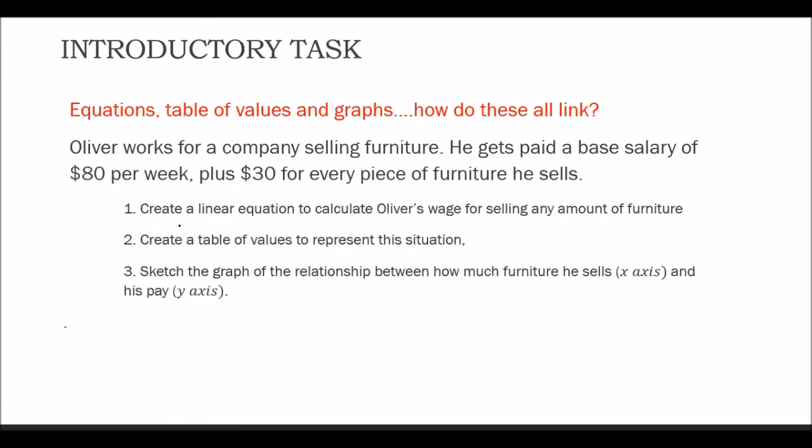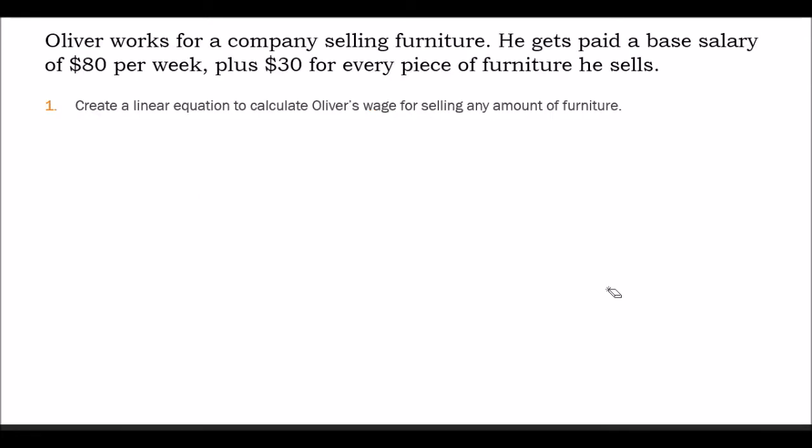So we need to do three things. Create a linear equation to calculate his wage, if we want to figure out his wage for, say, 10 pieces of furniture sold, 20 pieces sold, or whatever number of pieces of furniture. We also need to make a table of values to represent the situation and then sketch this in a graph, where we're going to put furniture on the x-axis and how much he gets paid on the y-axis. A lot of this might be a little bit of gibberish to you, but we'll make sense of it as we go through the example.